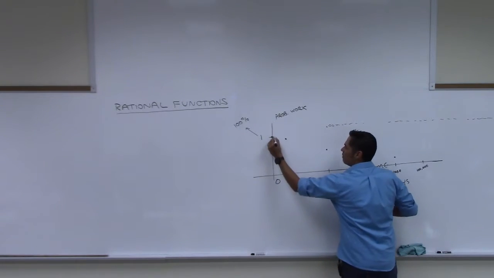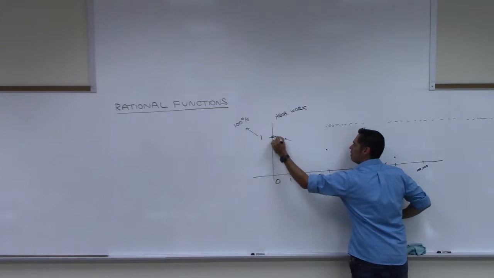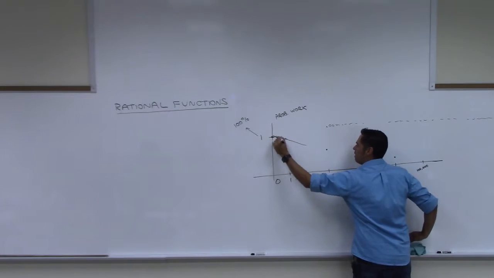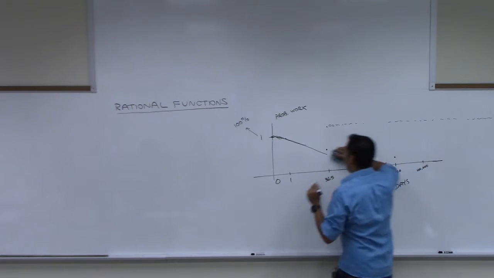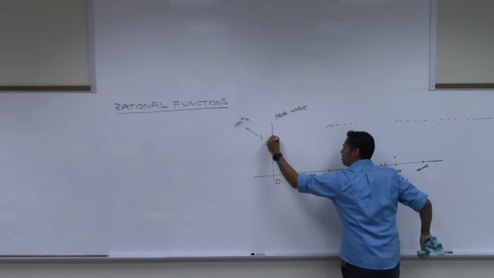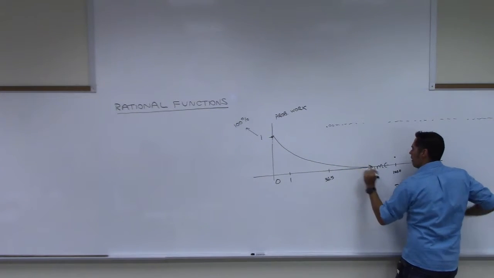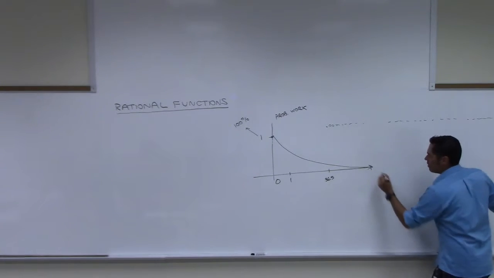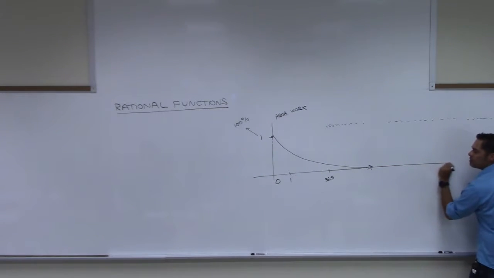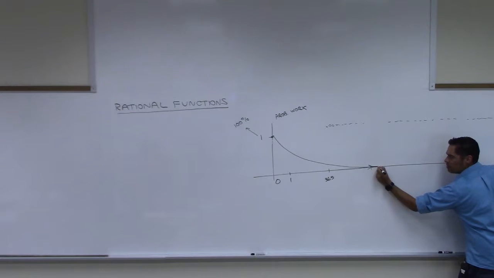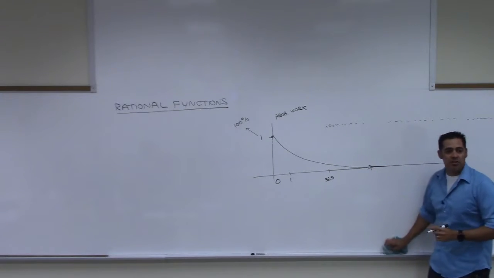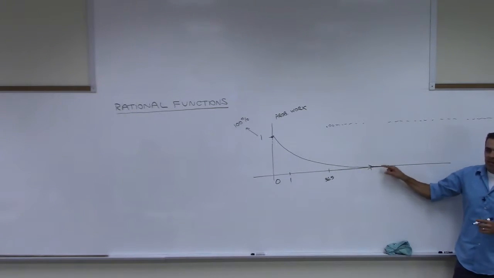So what we have here, and I want to connect these dots, this looks too much like a line. What we have is something that looks more like this. And what's happening out here, here's my x-axis, is that this graph is getting closer and closer and closer, but never actually getting to zero. Does that make sense? Kind of?